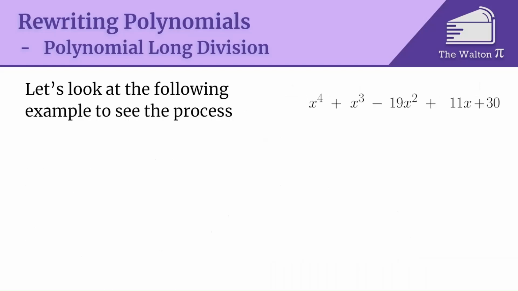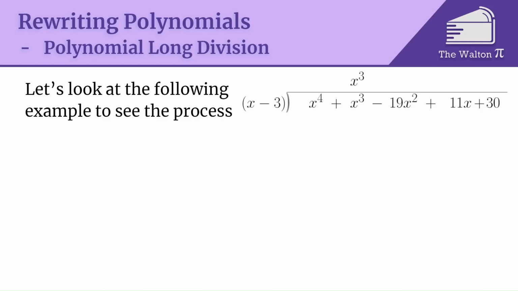So now let's look at an example to try and figure out the process of this. We have the polynomial x to the 4th plus x cubed minus 19x squared plus 11x plus 30. We are trying to figure out what is a factor that goes into this. Now, we're looking for what is something that divides 30? 3 divides 30. So let's try and see if x minus 3 divides into this. Okay, how many times does x minus 3 go into that?